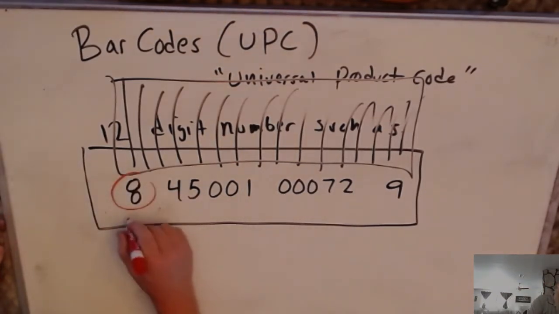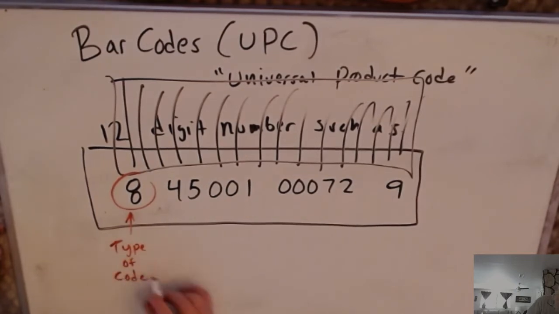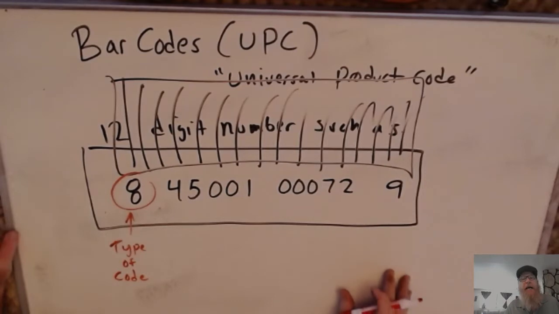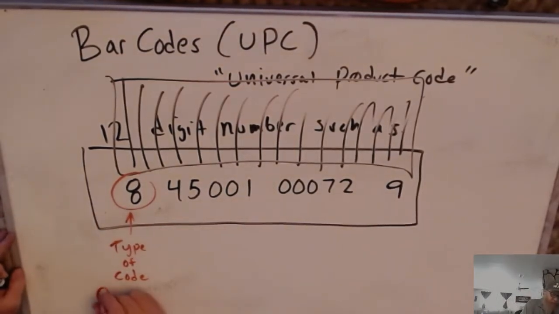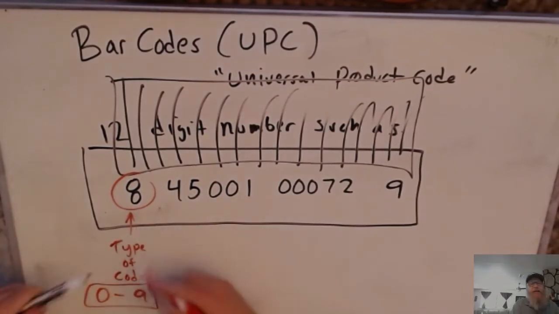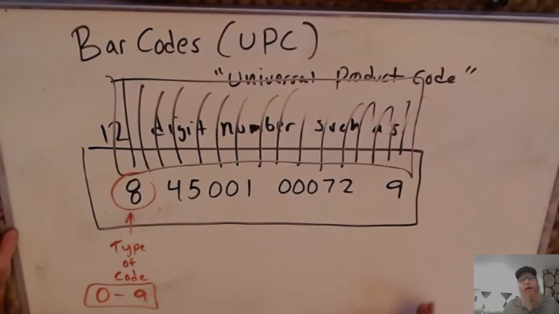The first digit tells you the type of code. There are basically 10 different types of codes. So this can be anywhere from 0 through 9. So there are 10 different types of codes, and they're used for different types of products.